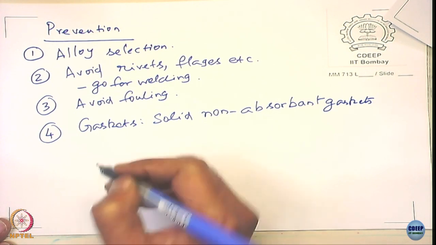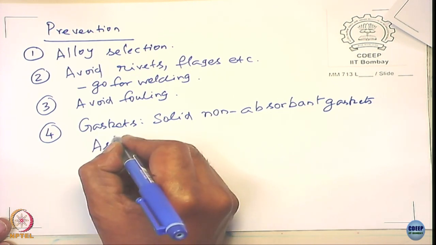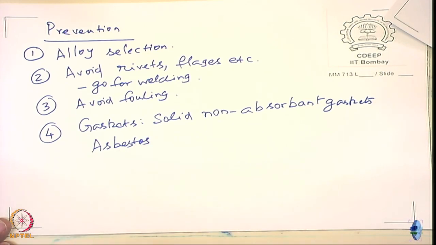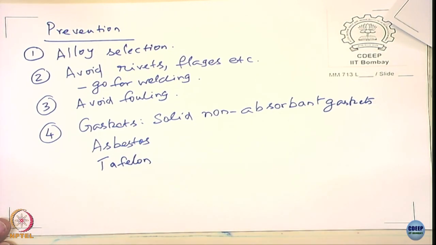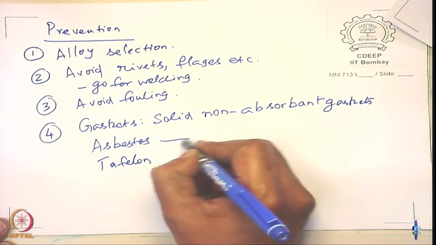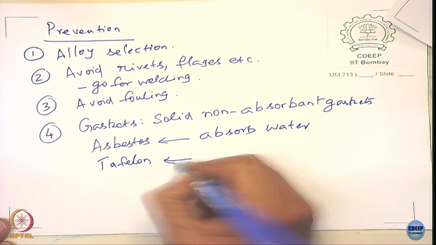See, asbestos, right? Nowadays, people don't use asbestos. This is carcinogenic, right? You take asbestos, and you take Teflon. What is Teflon? It's a commercial name of PTFE, right? What is PTFE? Poly tetrafluoroethylene, right? Okay. So here asbestos absorbs water, moisture, whatever kind of thing. Here, it does not.